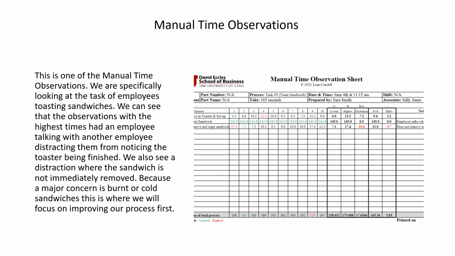This is an example, and in this example, we specifically look at the tasks of employees toasting sandwiches. We can see that observations with the highest times had an employee talking with another employee, distracting them from noticing the toaster being finished. We also see a distraction where the sandwich is not immediately removed. Because a major concern is burnt or cold sandwiches, this is where we will focus on improving our process first. One thing we can do is add a timer to the toaster so that you hear when it is done. That's one solution.